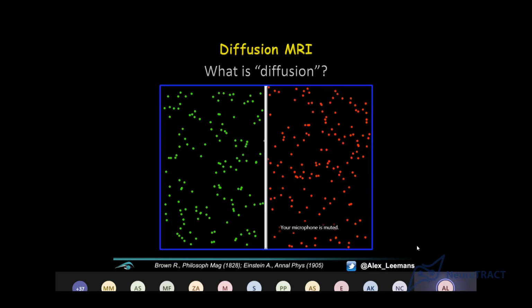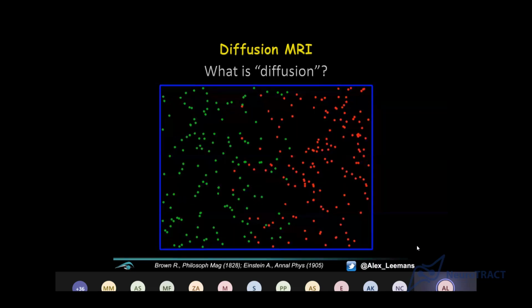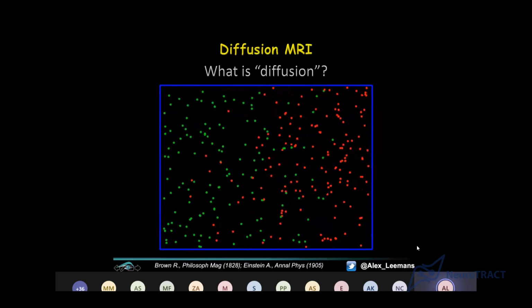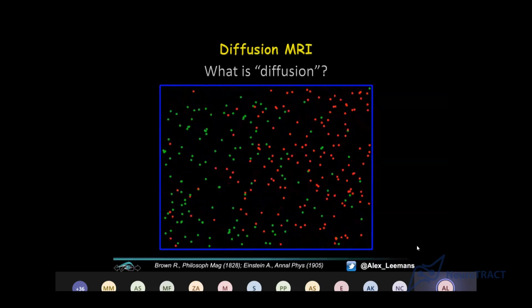If I put this in an animation, you can look at it like this. Let's assume all the green particles on the left are water molecules and all the red particles are wine molecules. And if I remove the barrier, I hope this animation shows for you as well, then you can see all these particles intermingling.